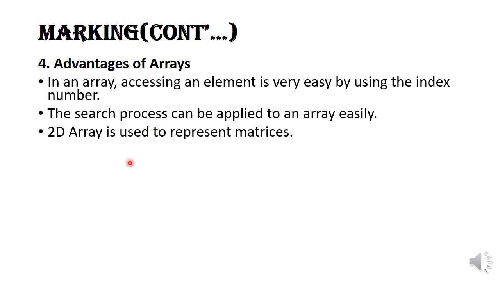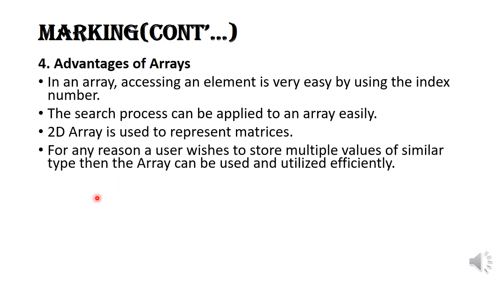Two-dimensional arrays are used to represent matrices. A matrix means a set of rows and columns. In computer science, we can use a two-dimensional array to represent a matrix, which is a term commonly known in mathematics. Another advantage of arrays is that an array is able to store many similar elements, or many elements of the same data type.